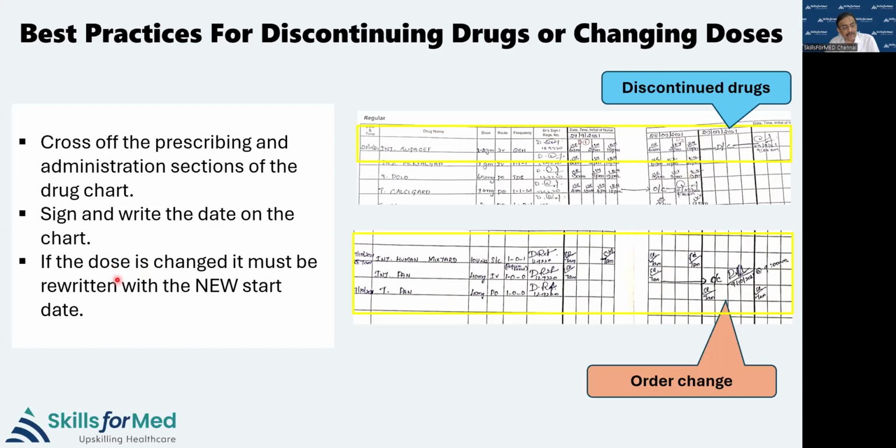And when you change the order, it is the same thing. For example, injection pan has been changed to tablet pan. Here again it is struck off, and then you write order changed, and then the signature, date and time, and then a new order for the tablet should be written below that. So this order has been changed, injection has been changed to tablet. That's how drug discontinuation and change of order should be documented.